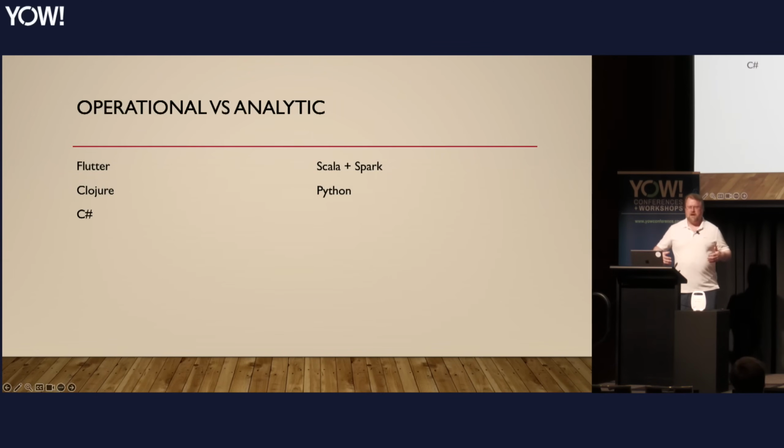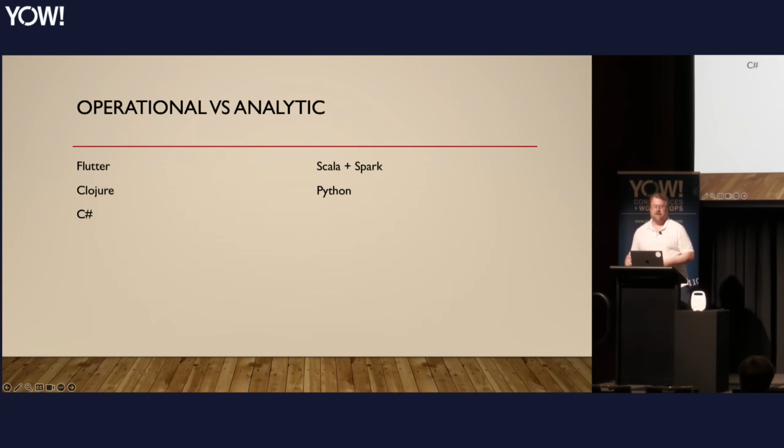We also have this kind of chasm between these two worlds in the tech stack and the languages. So in the operational world, we happen to use Flutter, Clojure, a tiny amount of C#. But then over in the analytic world, frankly, it's dominated by Python. We have a lot of Scala and Spark for legacy reasons. But these groups don't talk to each other. They don't communicate. They don't use the same languages. They can't support each other's software.